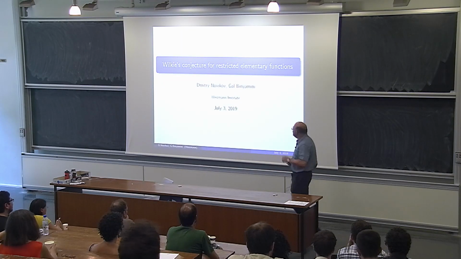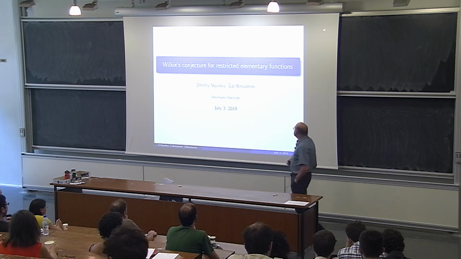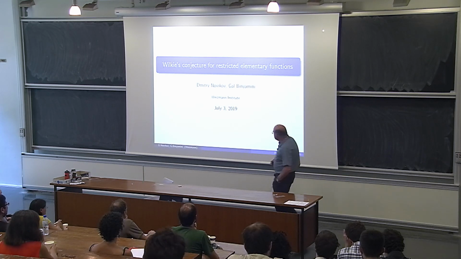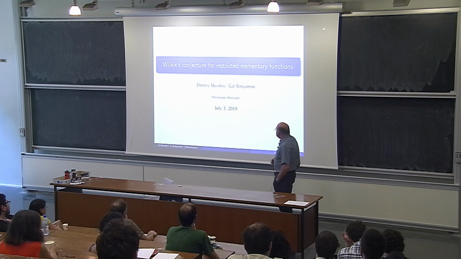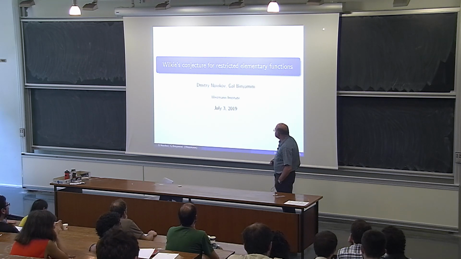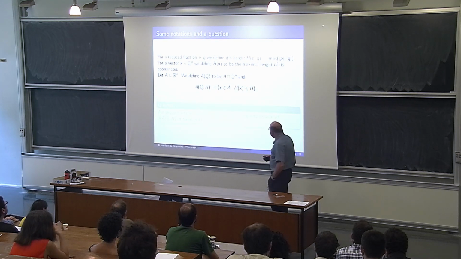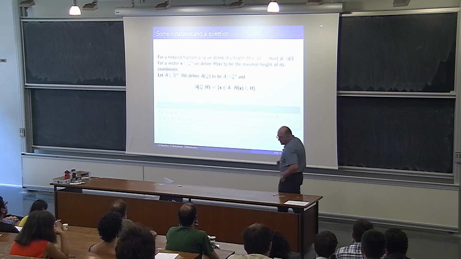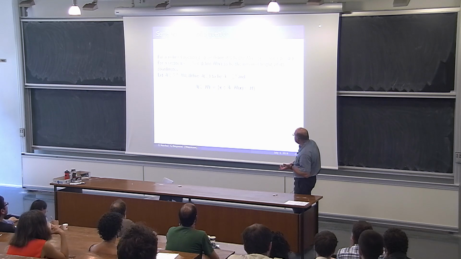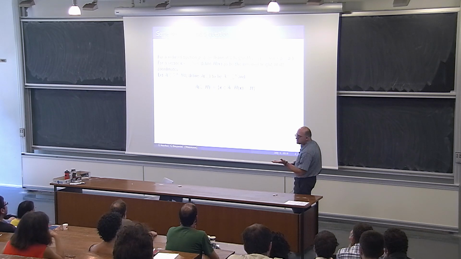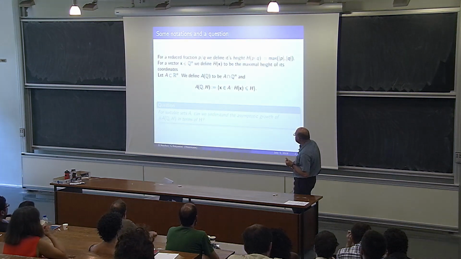So I'll speak about our joint work with Gal Beniamini about the Wilkie conjecture for restricted elementary functions. What we are doing is counting rational points on some analytic sets. So what does it mean, we count rational points? Usually there are infinitely many rational points on the set. So in fact, we count the asymptotics, how fast their number grows when the denominator grows.